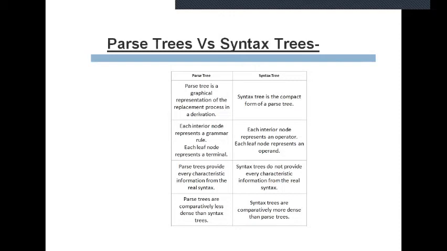The parse tree provides every characteristic piece of information from the real syntax. But the syntax tree does not provide the characteristic information for the real syntax. It just gives you the operator and the operand values, not the real syntactic values. The parse trees are comparatively less dense than the syntax tree, and the syntax tree is more dense than the parse tree. Okay, so this is a basic difference between the syntax tree as well as the parse tree.